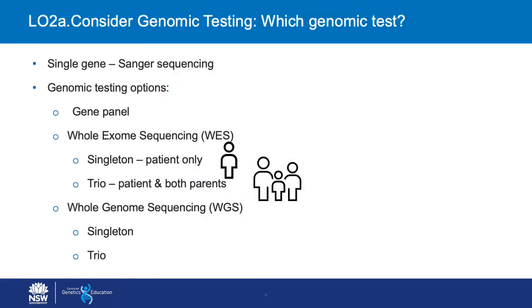Genetic testing can either be done with a single gene via Sanger sequencing or genomic testing, that is testing all genes. This may be with a gene panel or whole exome sequencing, of the patient only, called a singleton, or a patient and both biological parents, which is called a trio, or a whole genome sequencing, which can also be done on a singleton or a trio.